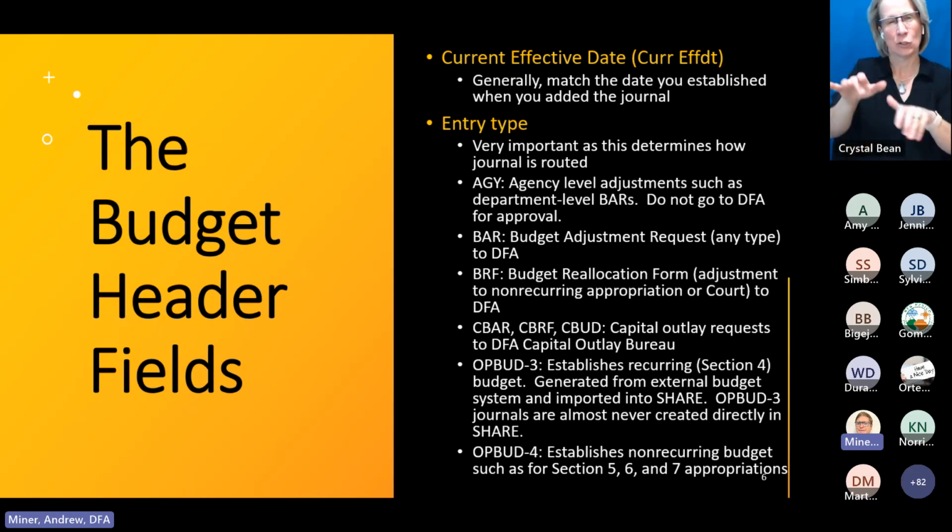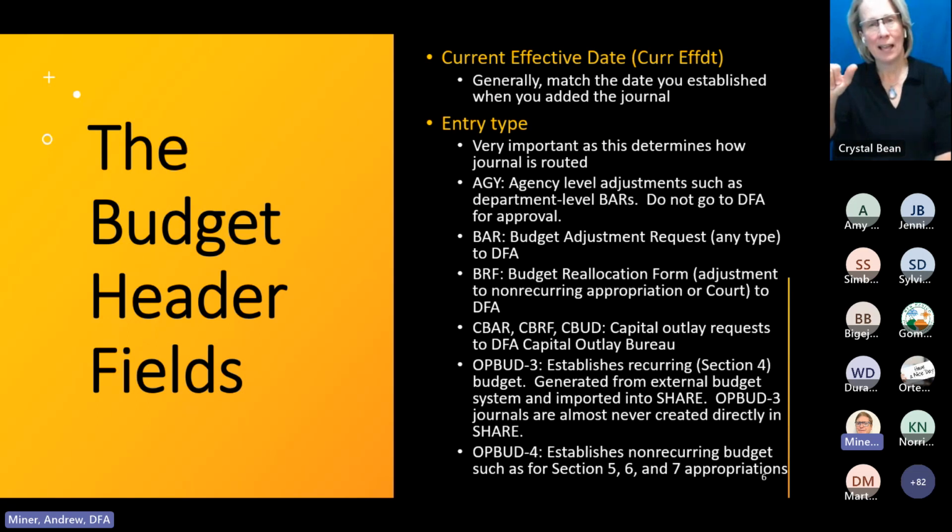And the next is entry type. And you see several options here. And this is very important to get right because this is what determines how the journal gets routed. So basically, whether or not it stays within your agency for your approval and posting, or whether it gets routed to DFA and we approve and post it.